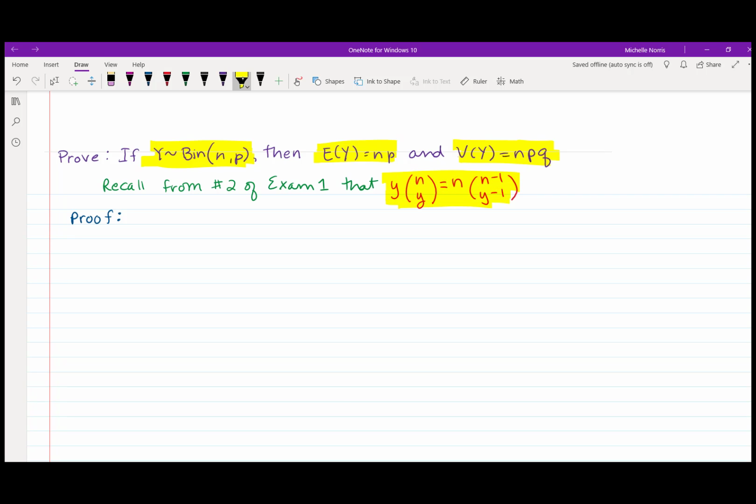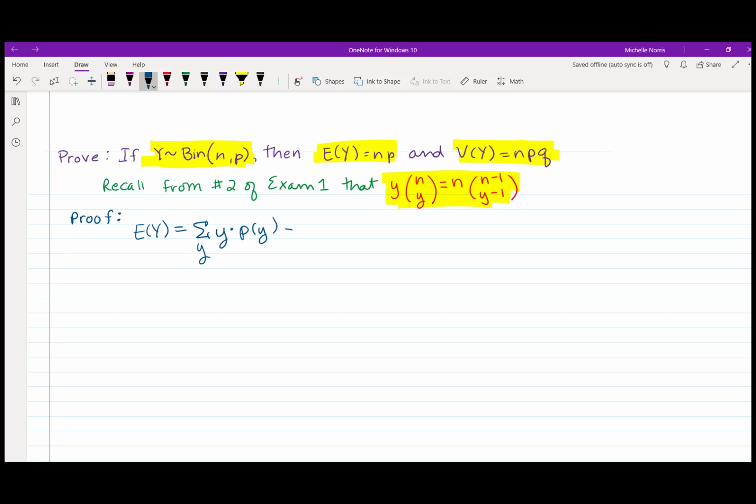this one here, that y times n choose y equals n times n minus 1 choose y minus 1. So to start this proof, we're just going to start with the definition of expected value. So the expected value of y is equal to the sum for discrete random variable of y times the probability of y over all values of y.